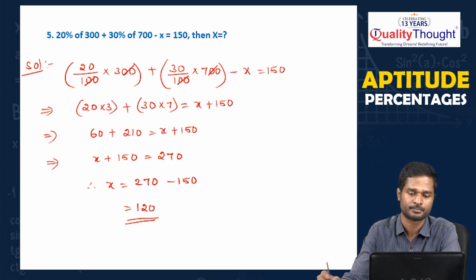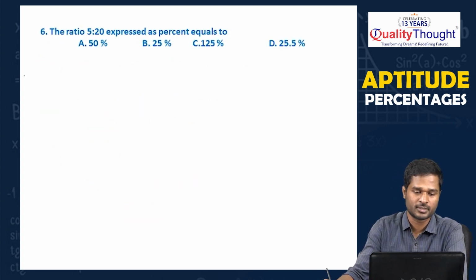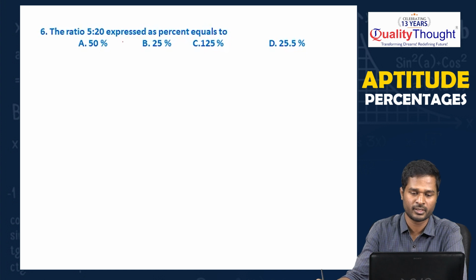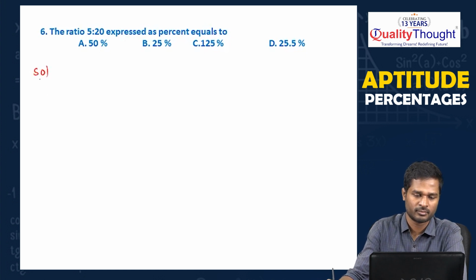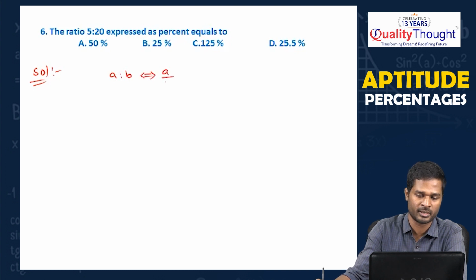Okay. Question number 6, the ratio 5:20 expressed as a percentage is equal to, an easy one, very easy one. See, if we have some ratio A is to B, how will we denote it? A is to B, the ratio form can be denoted as A by B. So, similarly, he has given 5:20. So, 5:20, I can denote it as 5 by 20.